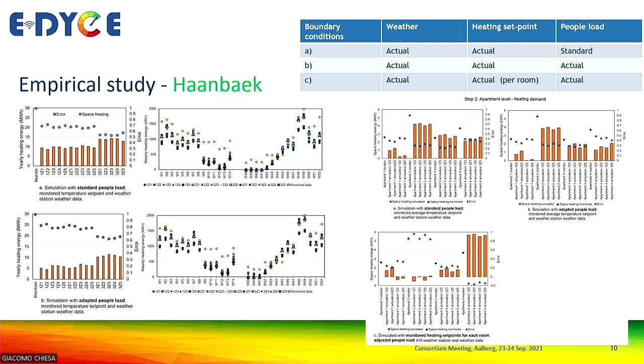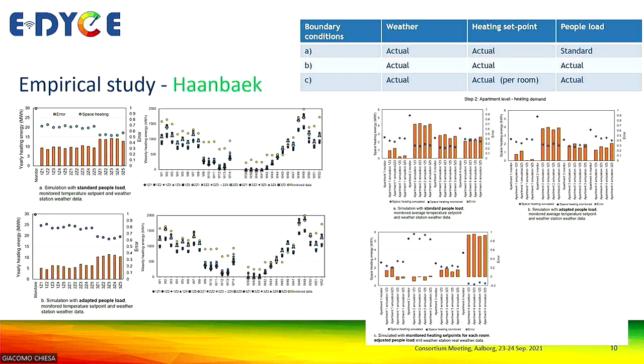We can see here 4 bars, then 4 bars here, and so on and so forth. The first 4 bars is one apartment modeled by several models. And again, the 4 next ones is the same. And we can see that when we have the standard people load, actually the degree of error in our models at apartment level can be quite high.